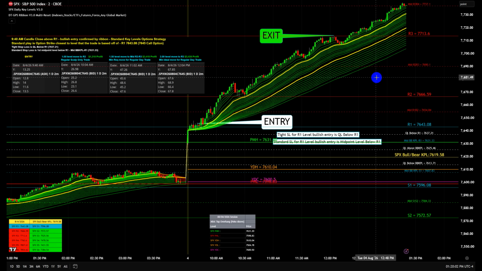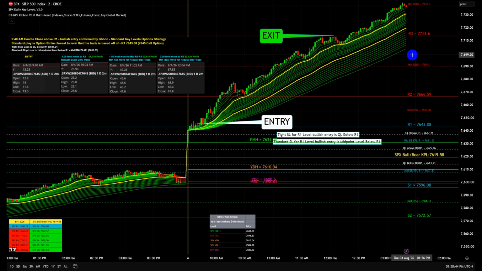Now, we also have the 2-level minimum ideal move. That's going to be the R3 level. It's called the 2-level minimum ideal move because in 75 to 80% or so of sessions in SPX in a normal year, in a normal volatility environment, you're generally going to see 2-level moves, 2-level extensions away from the bull bear key price level. And in general, 2-level moves from any key level are going to be typically the max, and that's why it's called the minimum ideal move.